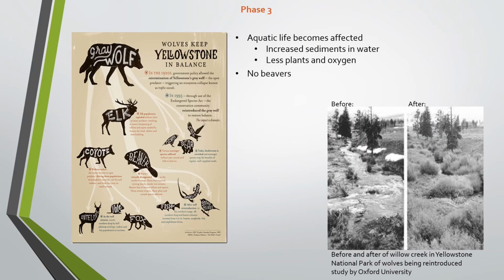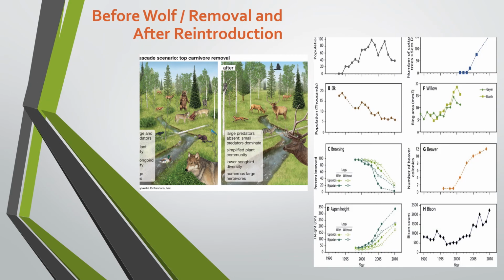Once phase three happens, aquatic life becomes affected. There's less oxygen in the water due to sediment being washed off of the banks, which are bare. And then, again, the bushes come back, the beavers come back, which means there's less flooding, like in the left photo. And again, in the left photo, it has an illustration of exactly how gray wolves affect everything from elk to the coyote, beavers, ravens, eagles, lizards, and even songbirds.